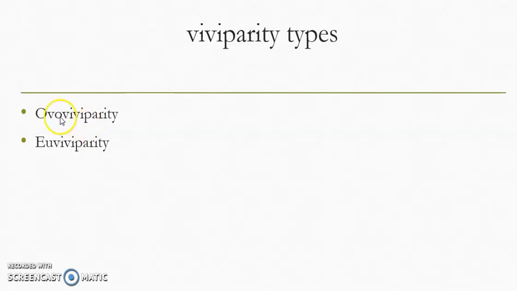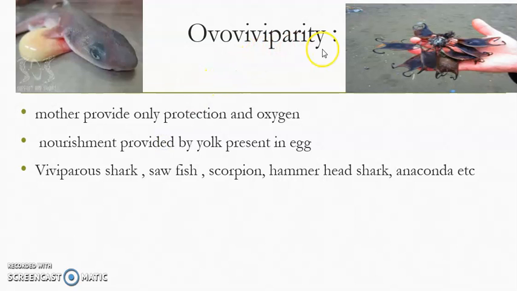Viviparity is basically of two types: ovoviviparity and euviviparity. Ovoviviparity is where the egg after fertilization remains within the body of the mother, and the whole development takes place by the yolk present within the egg. The mother provides only the place, protection, and oxygen, and does not give food. Such an organism is called an ovoviviparous organism. Examples are the viviparous shark, sawfish, scorpions, hammerhead shark, and anaconda.